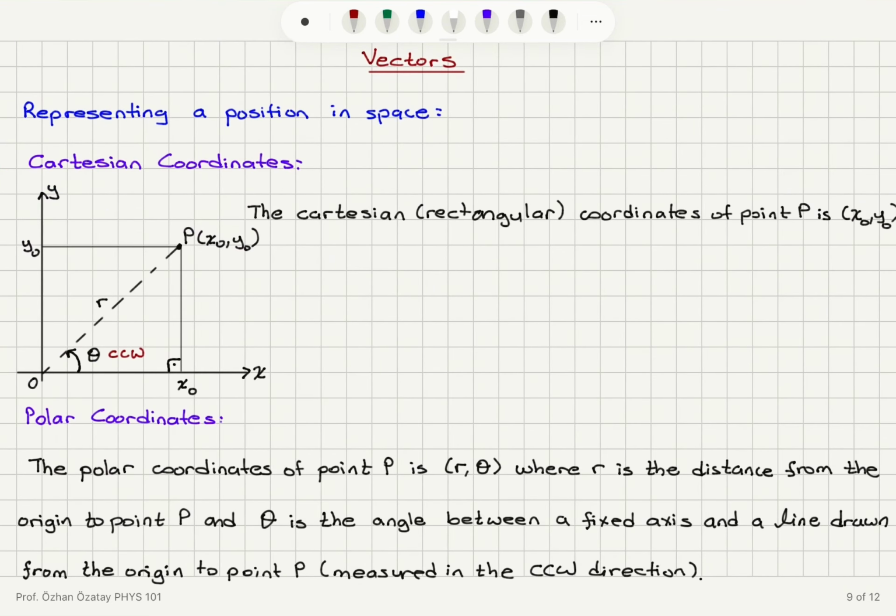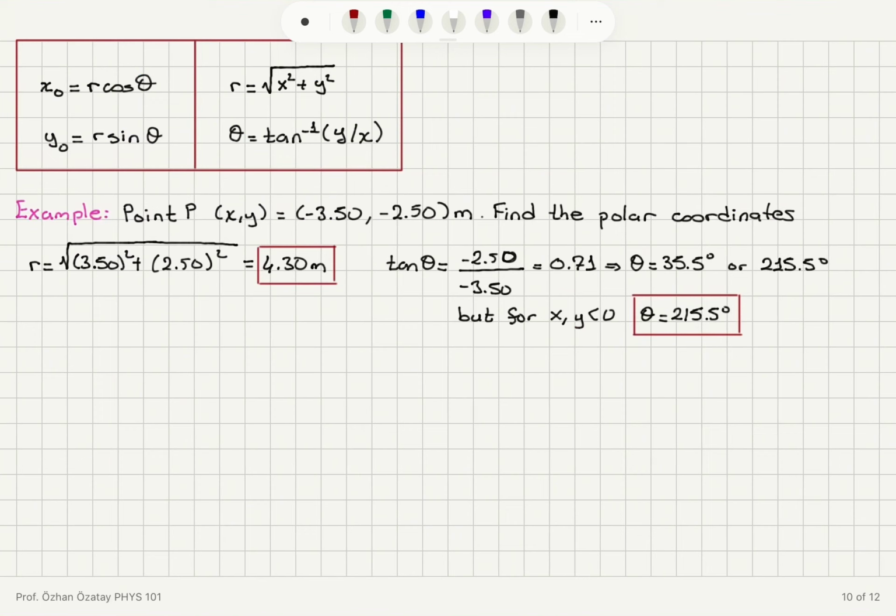On the other hand, because of this right triangle, we can use the Pythagorean Theorem, which says r squared equals x0 squared plus y0 squared. So we can use r squared equals x squared plus y squared. Here we have the coordinates x0 and y0, and r will be the square root of x0 squared plus y0 squared.